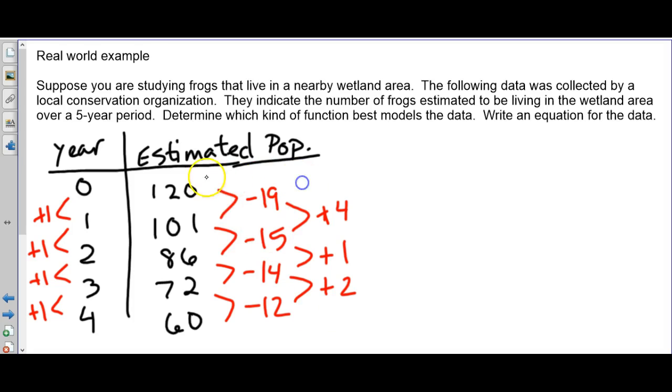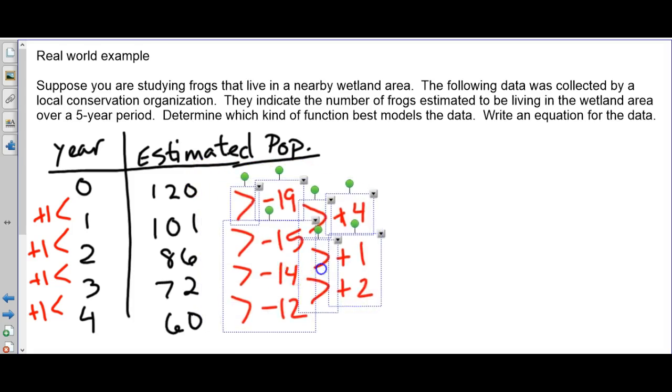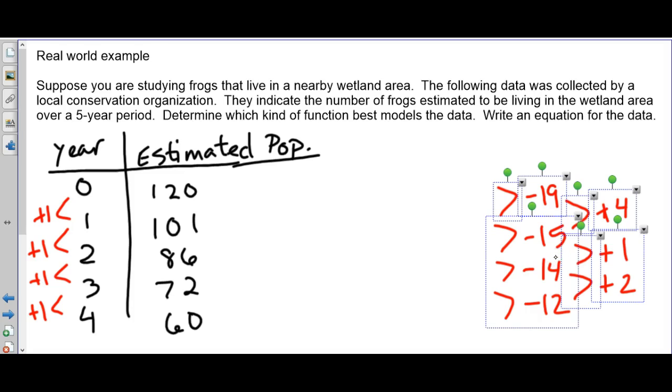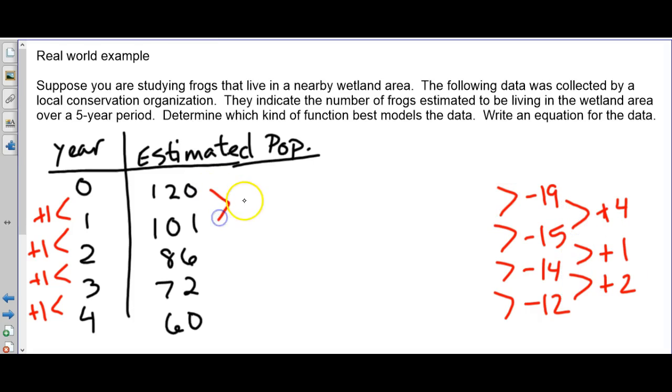So let's see an exponential one then. Linear didn't work, quadratic didn't work. Let's try exponential. So exponential, we're trying to figure out what we would have to multiply by. Now this is not clear-cut at all. I don't know what I multiply 120 by to make 101. So I'm going to just do the opposite to figure it out. I'm going to do 101 divided by 120. Notice I went in the opposite order.